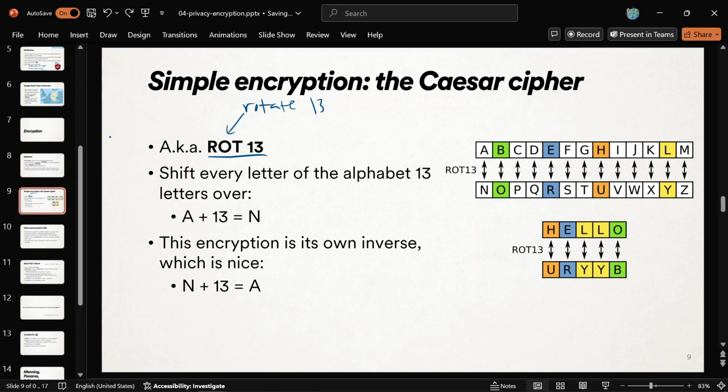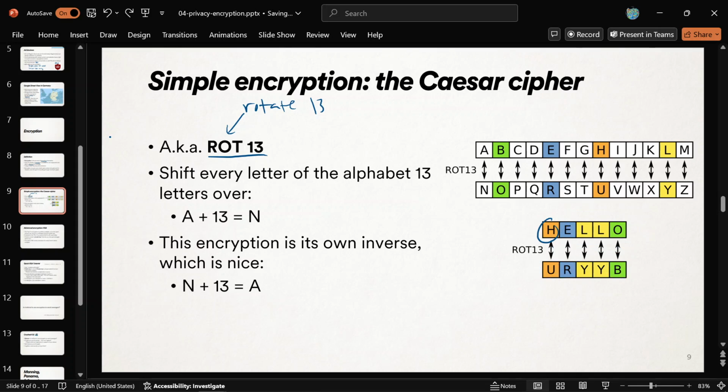When you want to encrypt something, you take your hello and look it up, adding 13 letters, going 13 letters later in the alphabet, and so the H becomes the U, the E becomes an R, the L becomes a Y, and so on.